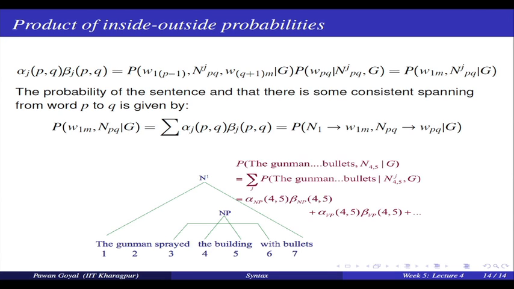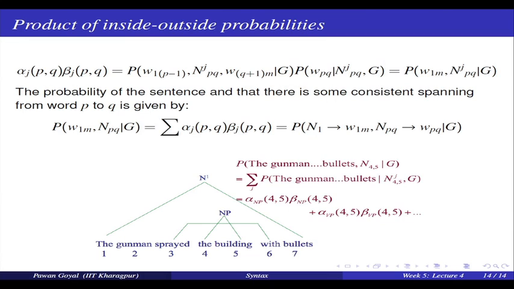Now, if we go back to the previous example that we took, what does that mean? The probability that this whole sentence, the gunman sprayed the building with bullets, and that there is some consistent spanning from word 4 to word 5. That means there is some non-terminal that derives the sequence w4 to w5. How do I obtain that? This would be a summation over all the possible non-terminals nj, such that this happens: the gunman sprayed the building with bullets, njpq given g, and this is nothing but alpha np45, beta np45. So, here I am taking all possible j's. j can be np, vp, and so on, whatever non-terminals. So, I multiply alpha beta for a particular j and add over all the possible j's. That gives me this probability.